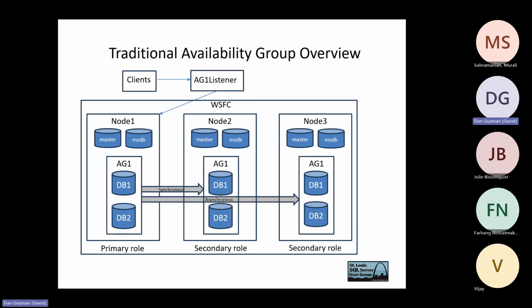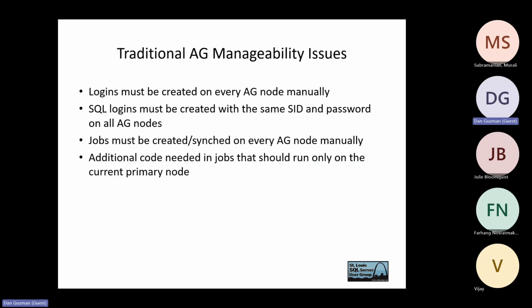So if I create a login in this example, I would have to create the login on node 1, 2, and 3, and make sure that the SIDs are identical, because that's ultimately what maps the users to databases, the actual SID rather than the name itself. And it's just a lot of tedious effort. So, some of the issues that you have, like I mentioned, you have to create it on every AG node manually. For SQL logins, which can have a different SID on each node, you have to take care to make sure that the SIDs are identical.